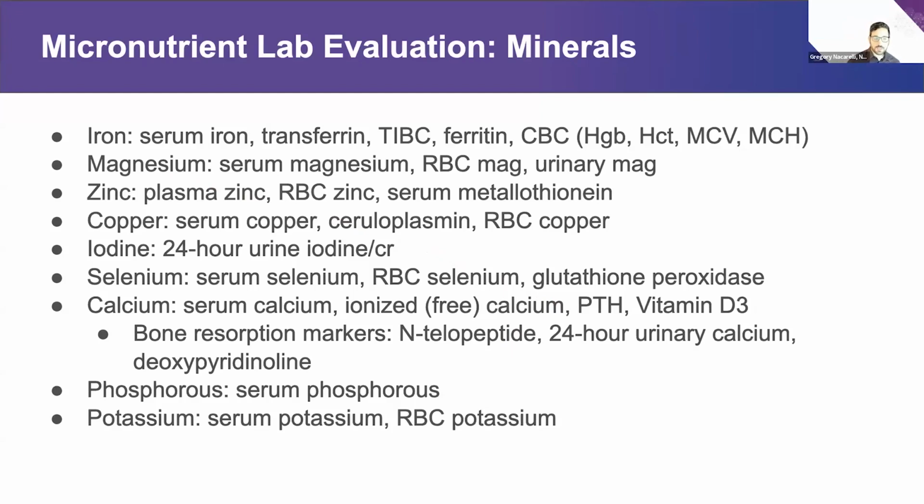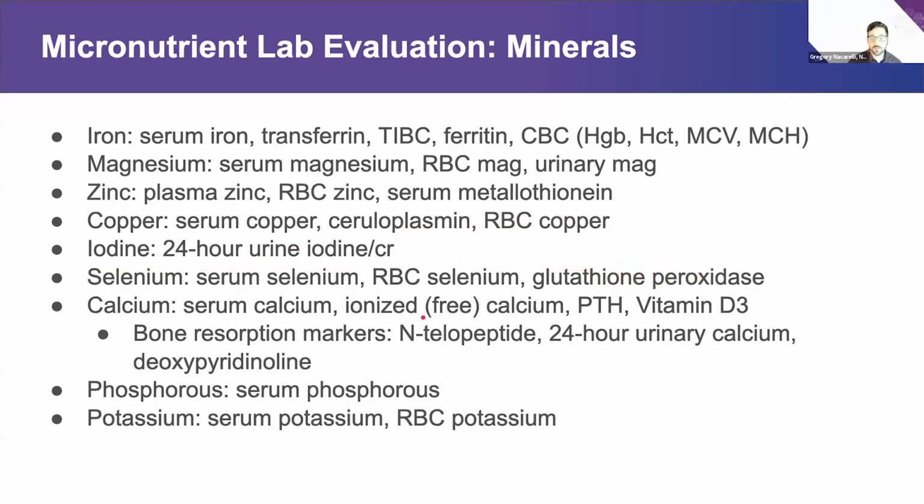For iodine, generally considered not something people test for because it's not reliable. I found if there is one test, it's the 24-hour urine iodine to creatinine ratio, though still that could be atypical. Selenium: serum selenium, red blood cell selenium. You could also look at glutathione peroxidase, of which selenium is a cofactor. So if that's not normal, there could be deficiencies in selenium.